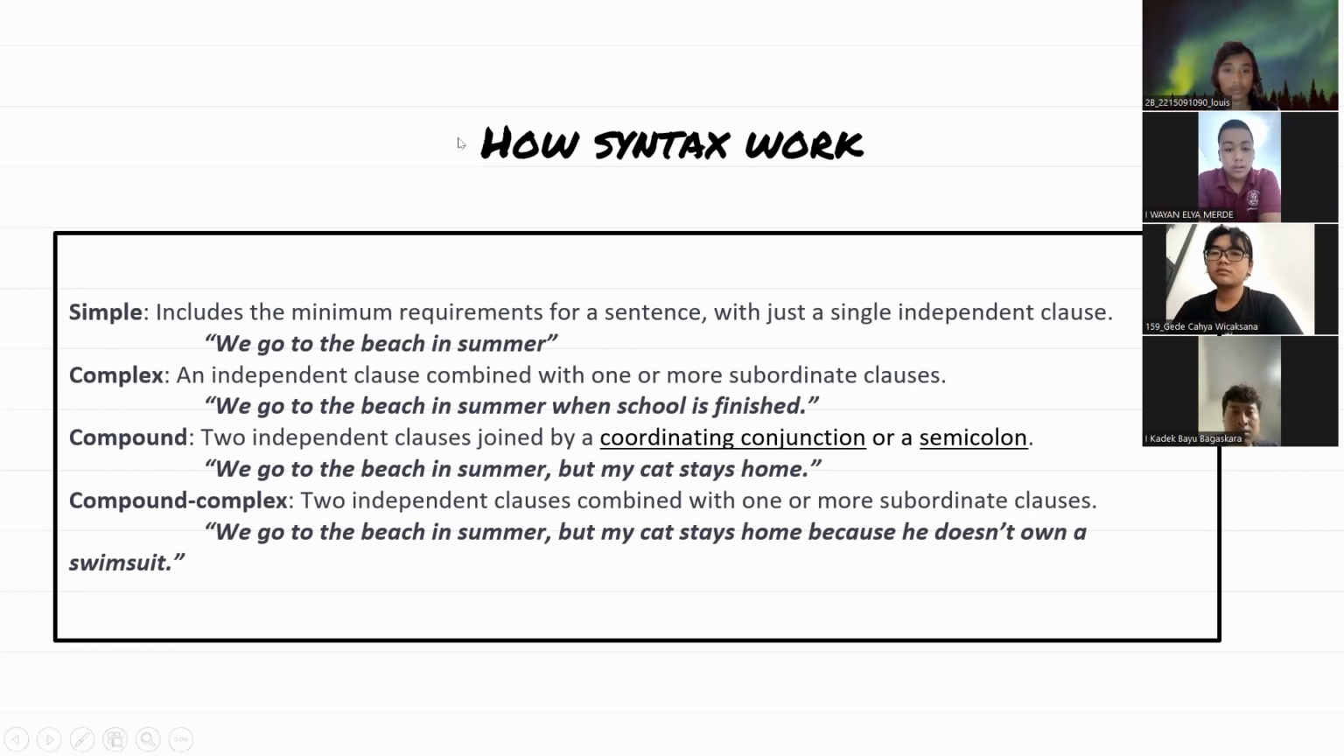The last one is compound-complex: two independent clauses combined with one or more subordinate clauses. For example, we go to the beach in summer, but my cat stays at home because he doesn't want a swimsuit. I think that's all about how syntax works.